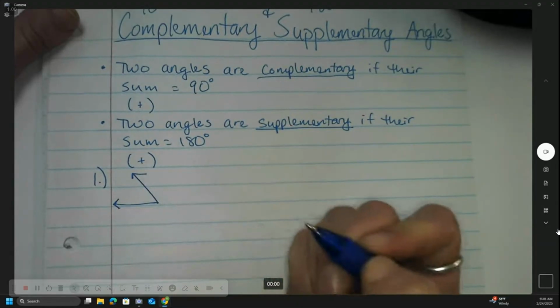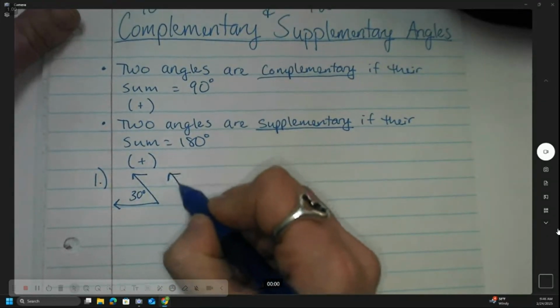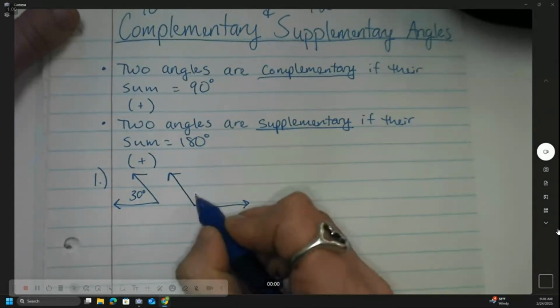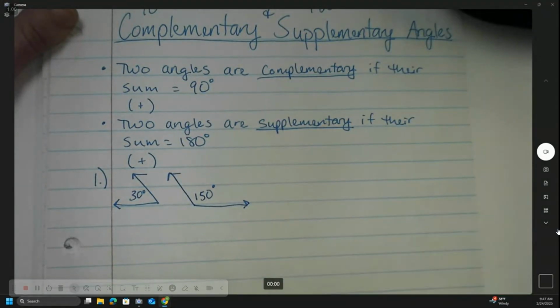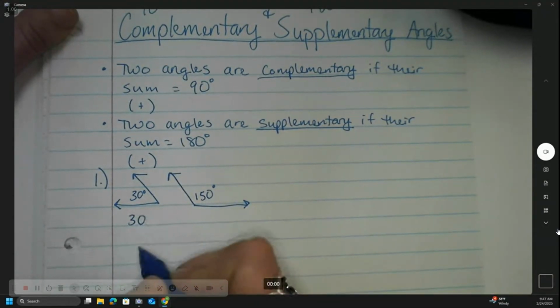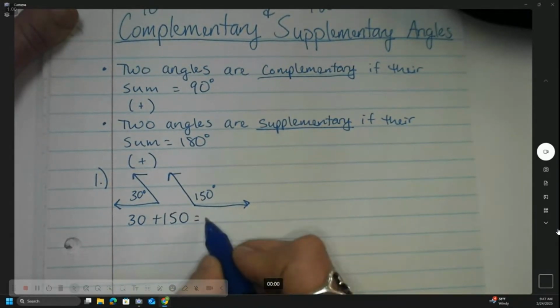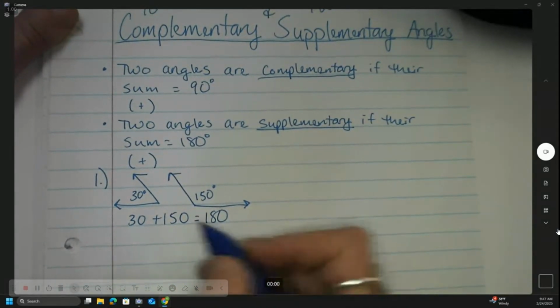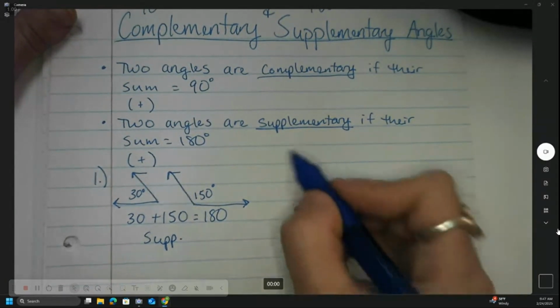This one's a cute angle. It's so small, it's cute. It's 30 degrees. And this guy is obtuse. It's more than 90 degrees. So I'm going to go ahead and add these together. 30 degrees plus 150 degrees. These angles together equal 180 degrees. Therefore, it's supplementary. You can definitely abbreviate. Supplementary because both these angles added together equal 180 degrees.